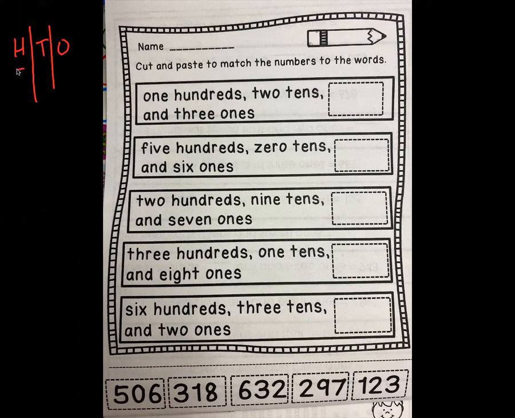So for hundreds, we draw them like a big square and we write 100. For tens, we draw them as a 10 stick, and ones, we draw them as little dots, and they have a value of 1. So we're going to go through and we're going to circle hundreds, tens, and ones.